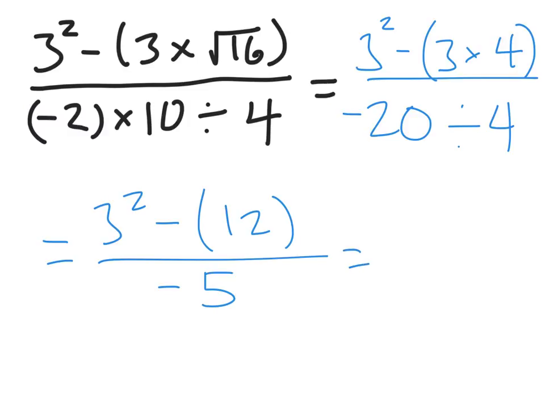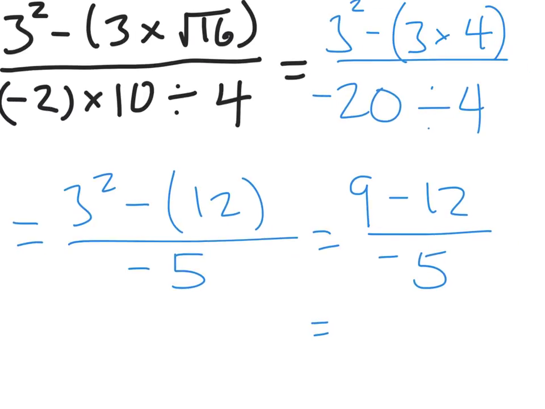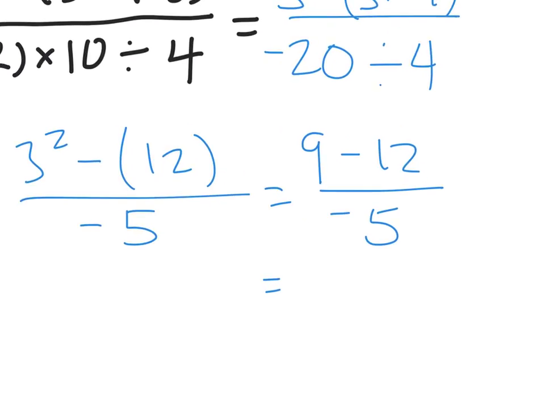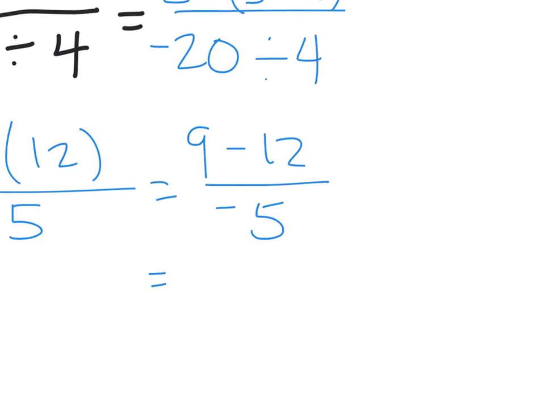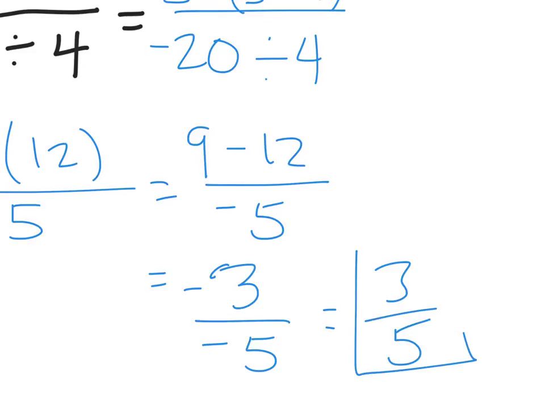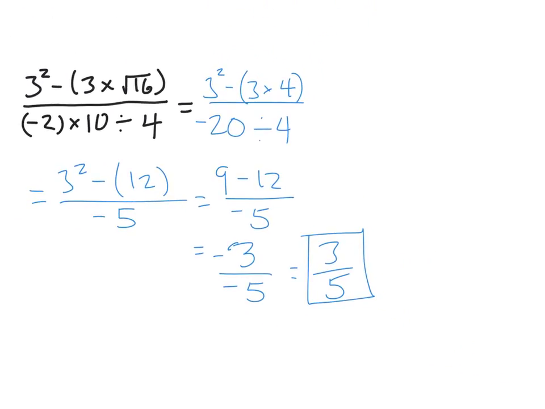Now we can do our exponents, which is 9. We don't need these parentheses, so I'm just going to simplify it to 12. And our last step here, 9 minus 12 is a negative 3 over negative 5. Technically, one more step because this simplifies to 3 over 5 because the negatives cancel out. Okay, so that big problem, if you follow the correct order of operations, simplifies to 3 over 5.